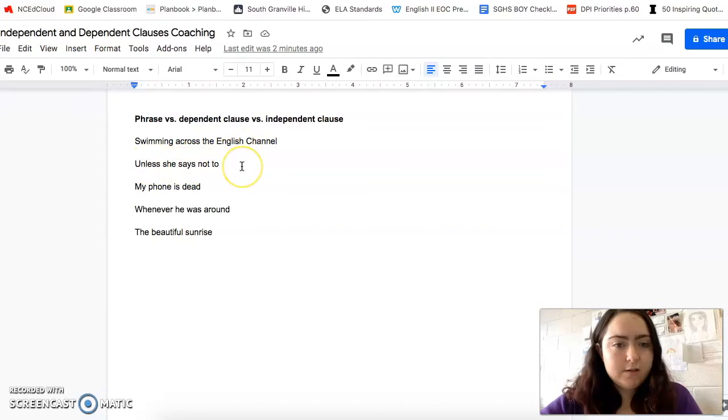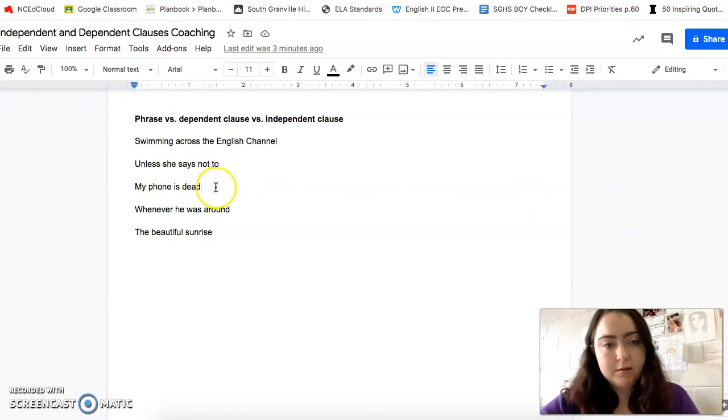All right, "unless she says not to." What would be our subject? "She." Okay, and what did she do? She says. So "says" is our predicate. We have a subject and a predicate, so we know this is a clause. Now is it independent or dependent? That's right, it's dependent because of the word "unless." All right, if we get rid of "unless," then it just says, "she says not to." That's a complete thought. But if we put "unless," then it's like, well, what's going to happen unless she says not to? I have questions.